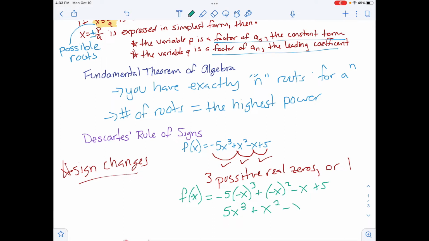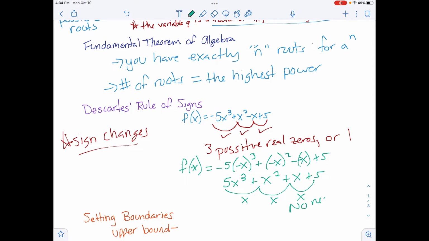Negative squared is still a positive. Whoops, forgot this negative. Okay, so on this one, for f of negative x, do we have any sign changes? We go plus to plus, nope. Plus to plus, nope. Plus to plus, nope. So that means we have no negative zeros.